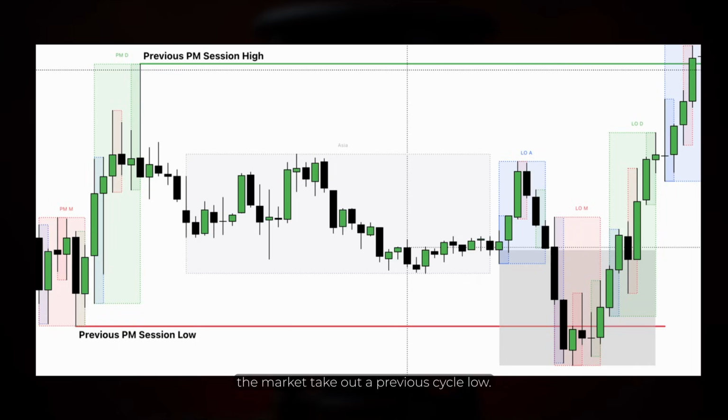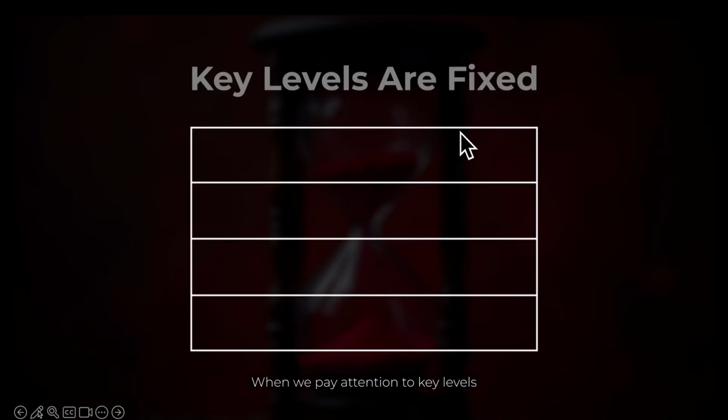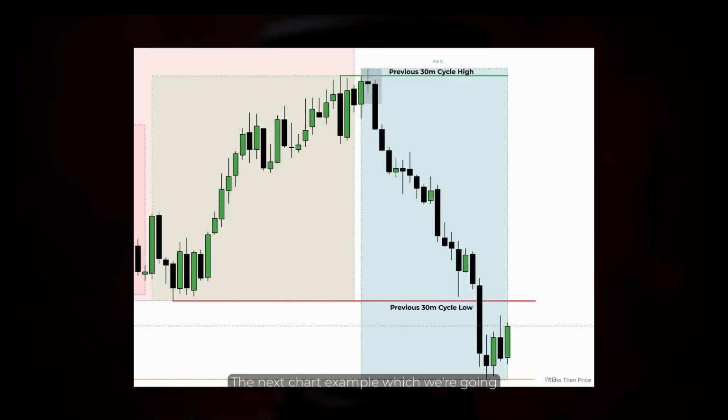And we then saw the market take out a previous cycle low, in this case a previous PM session low, and we then saw a revert taking place towards the upside, drawing towards that previous PM session high. Purge and revert. When we pay attention to key levels, however, what I would like you to understand is that key levels are fixed.